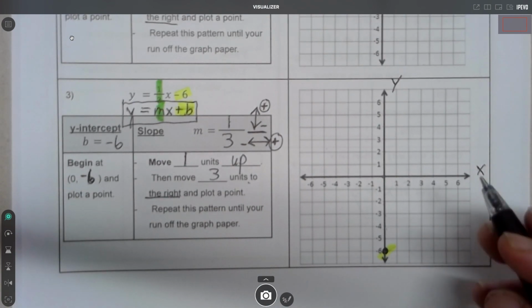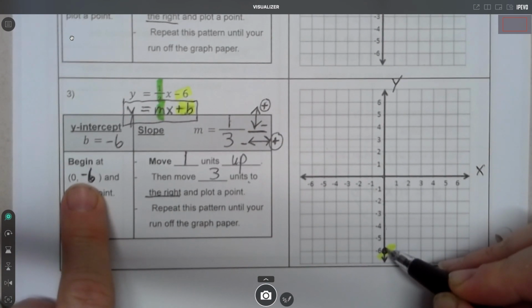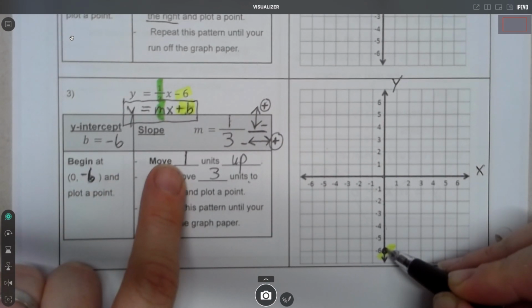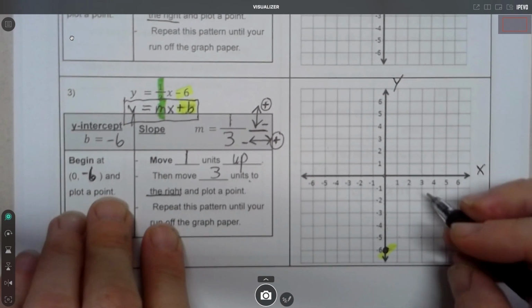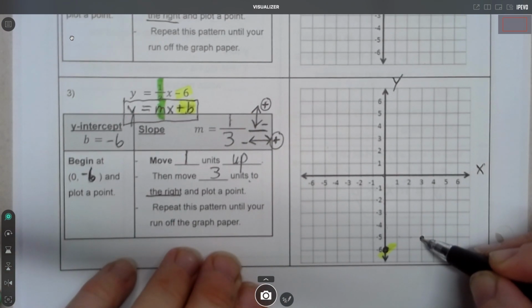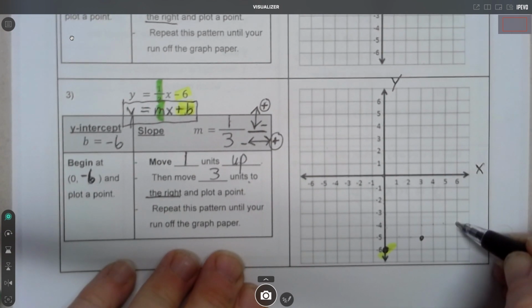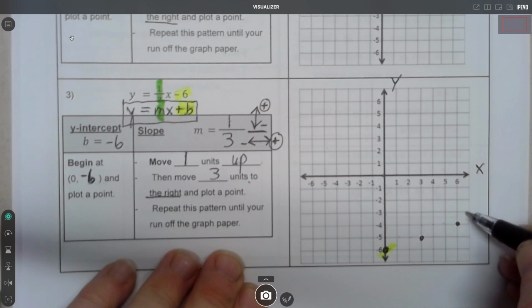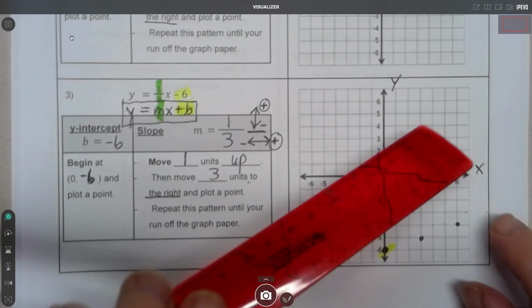Okay. So from my beginning point of (0, negative 6), from my y-intercept, I'm going to move 1 unit up and 3 units to the right. 1 unit up and 1, 2, 3 units to the right. And I'm going to do that until I run out of room. 1 unit up, 3 units to the right. 1 unit up and 3 units to the right. I can't do that because I run out of room. So I'm just going to graph it.